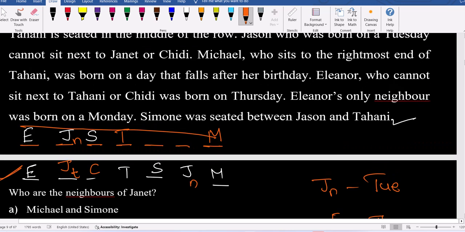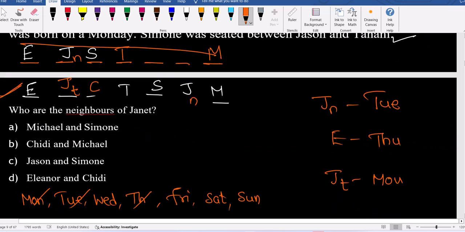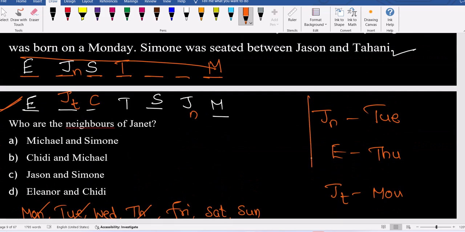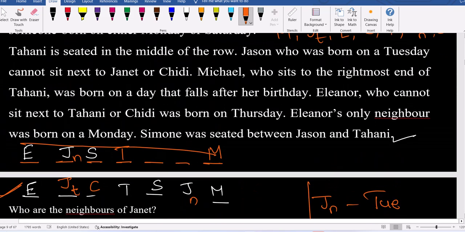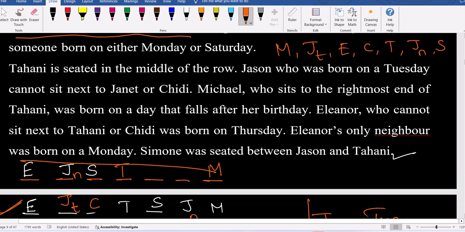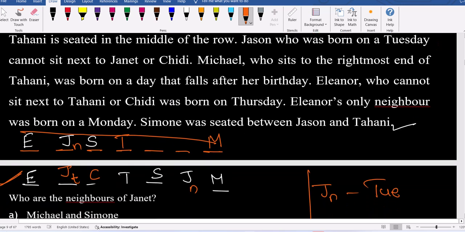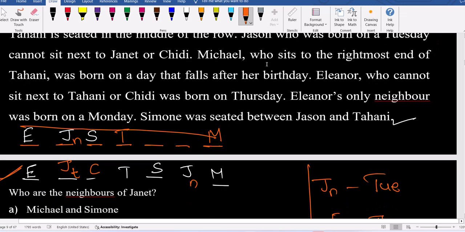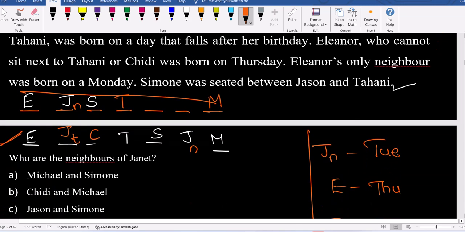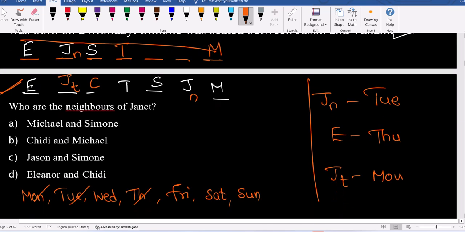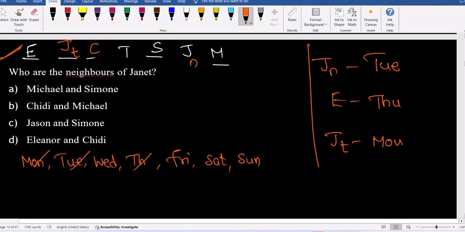So for the linear arrangement, Jatan is completed. Monday we fixed it. Jason on Tuesday is also fixed. Michael, now they have given in the linear arrangement that he cannot sit next to Tahani or Chidi. Tahani or Chidi is not Wednesday or Friday. Wednesday, Friday are not okay for Tahani or Chidi. Then still Saturday, Sunday two are available.